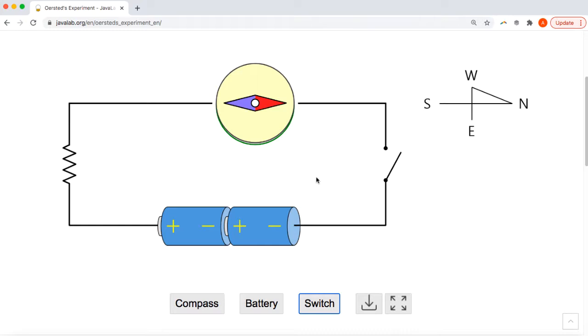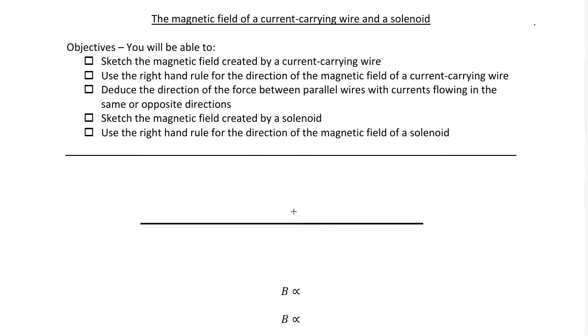This is known as Ørsted's experiment, or Ørsted's discovery, because Hans Christian Ørsted, a Danish physicist in the 1800s, was the first to observe this. So what we can see is that we've got a direct current through the wire, and it's generating a magnetic field around the wire, as evidenced by the deflection of the compass. Now by moving that compass all around, we could map out the magnetic field.